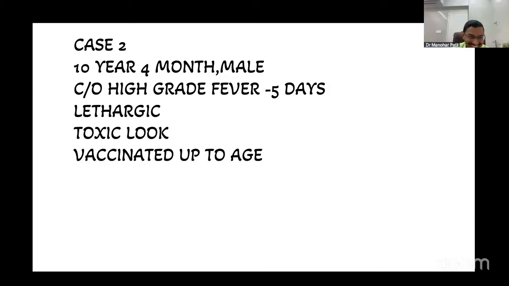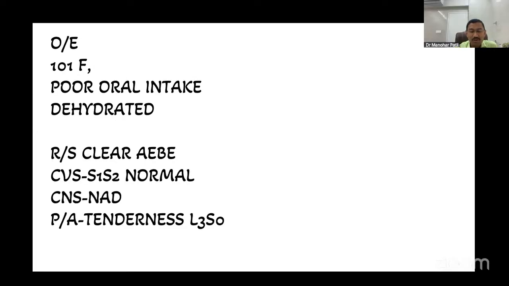Okay, sir. Thank you. My next case is a 10-year-4-month-old male who came with high-grade fever since 5 days. He was lethargic. On examination, a toxic look was there. He was vaccinated. Each and every vaccine was taken by that kid, almost all vaccines, including the pneumococcal vaccine. On examination, fever 101, poor oral intake, dehydrated. RS was clear, CVS normal, CNS normal. Just the liver was palpable, tender, 3 centimeter.